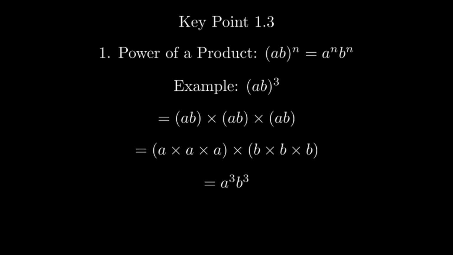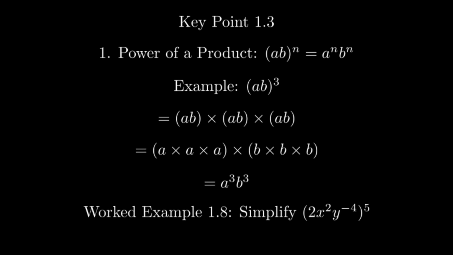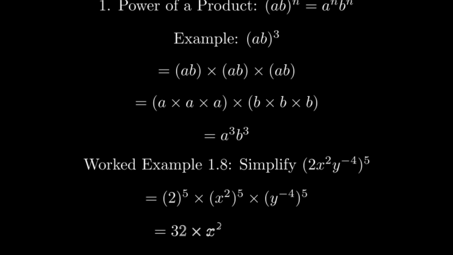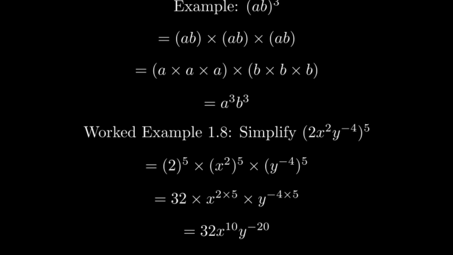Let's apply this to a more complex example. Let's simplify the expression 2x squared y to the negative 4, all raised to the power of 5. Here, we have a product of 3 factors inside the parentheses, 2, x squared and y to the negative 4. The power of 5 applies to each of them. 2 to the fifth is 32. For the variables, we use the power of a power rule, which means we multiply the exponents. So we have x to the power of 2 times 5 and y to the power of negative 4 times 5. This gives us our final simplified expression, 32x to the 10th y to the negative 20th. We can leave the answer with a negative exponent unless asked otherwise.